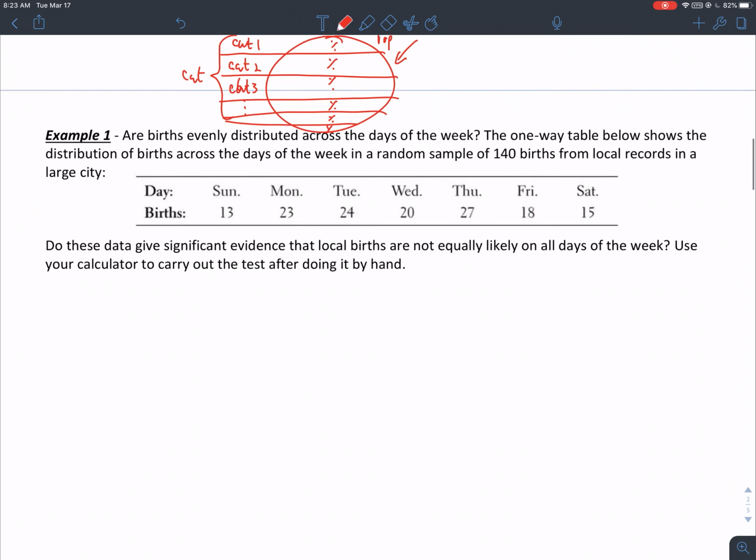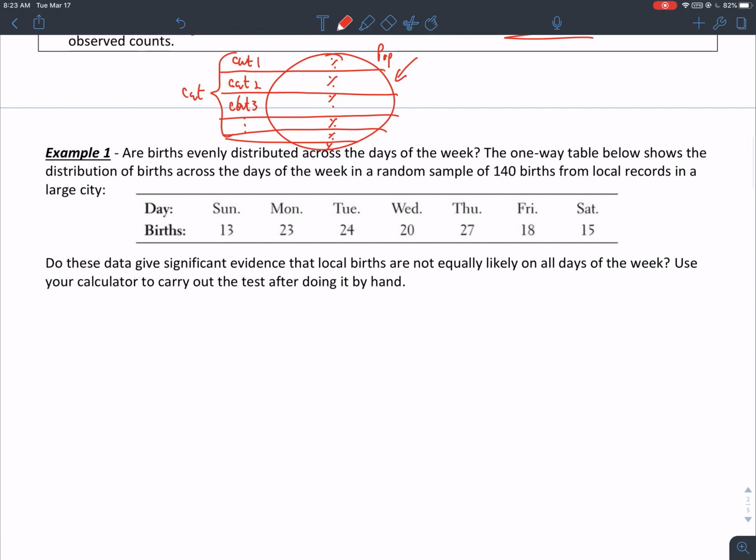So are births evenly distributed across the days of the week? All right.